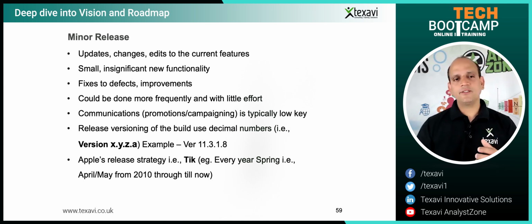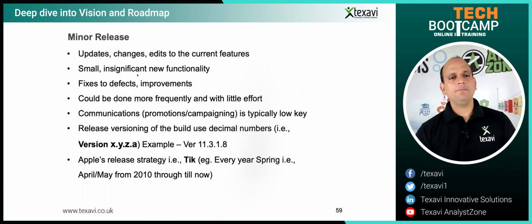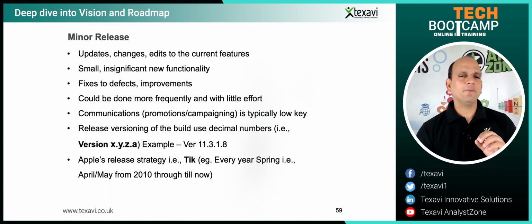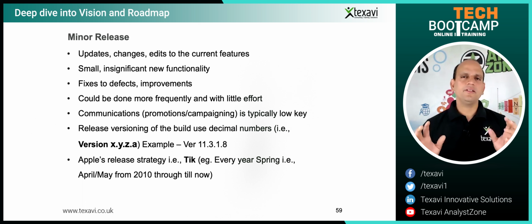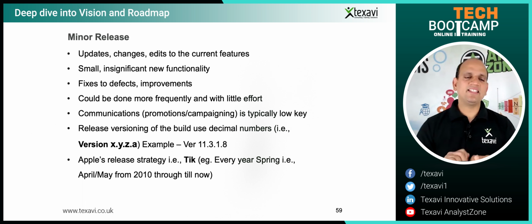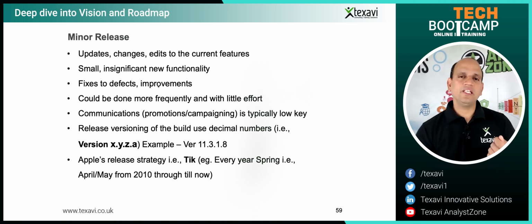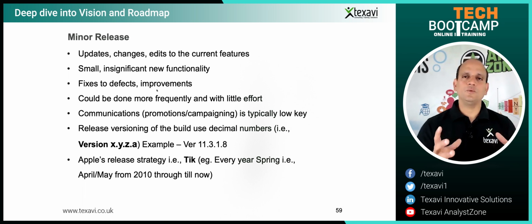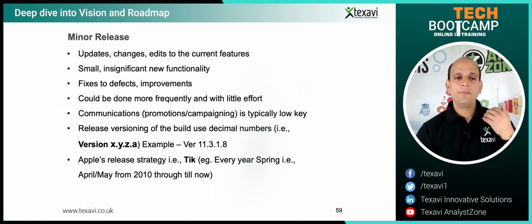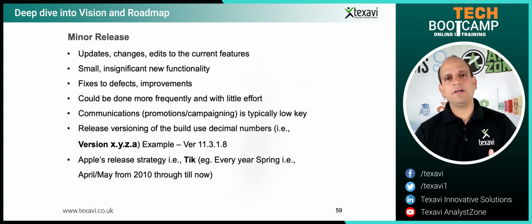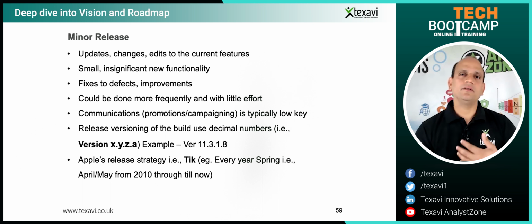A minor release could be small updates, changes, and edits to the current features. They're really small, not huge functionality, just little changes here and there, tweaks, fixes to defects, or improvements to existing features. Those are the kinds of things you would do in a minor release, and they could be done more frequently. You don't have to wait 6 months or 1 year. You could do it pretty quickly, in a week's or 2 weeks' time.